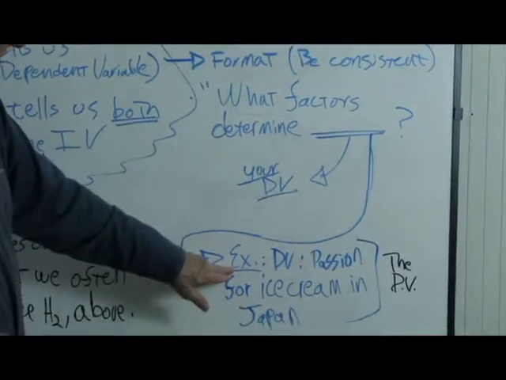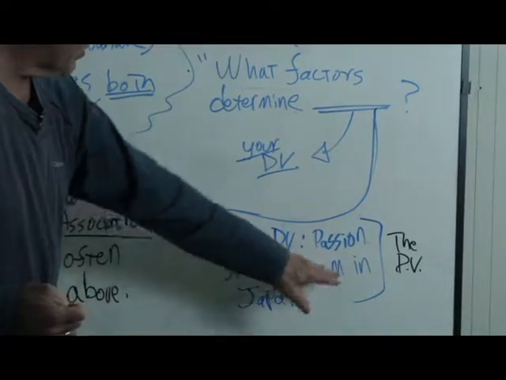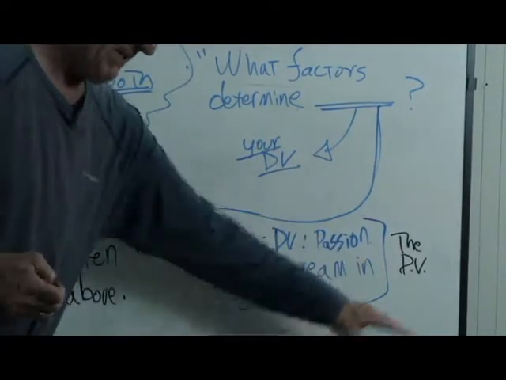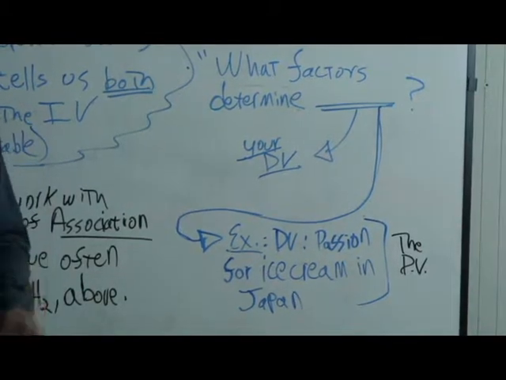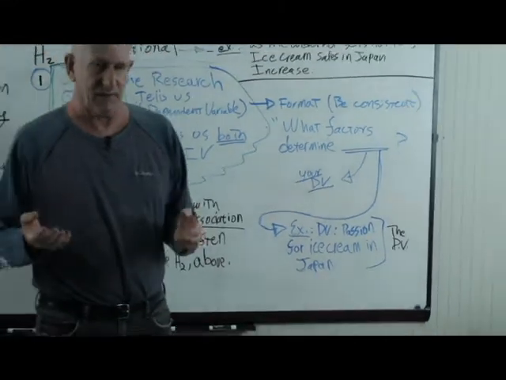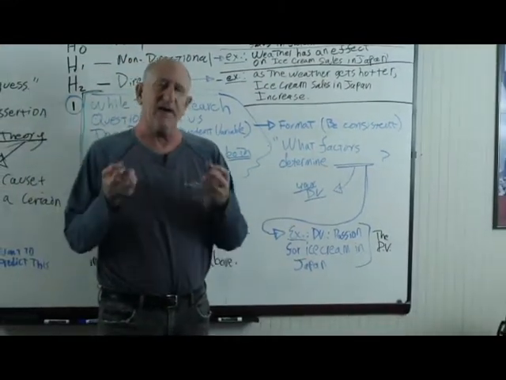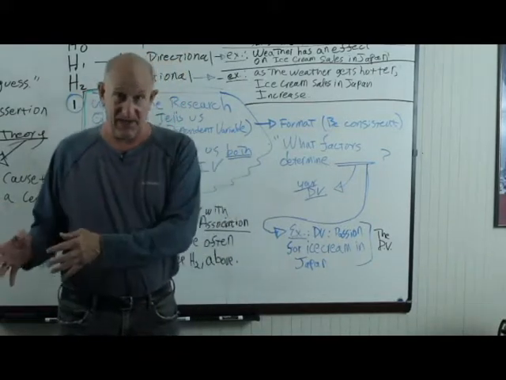Here's an example dependent variable: passion for ice cream in Japan. That would be the dependent variable. What factors determine passion for ice cream in Japan? Again, the thing you're trying to predict, to unpack it a little more, is the degree of passion for ice cream in Japan.